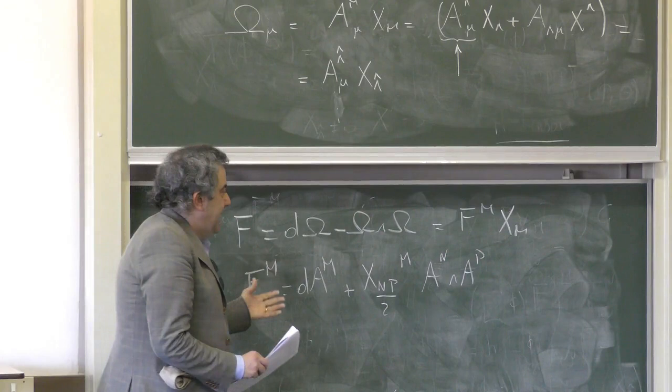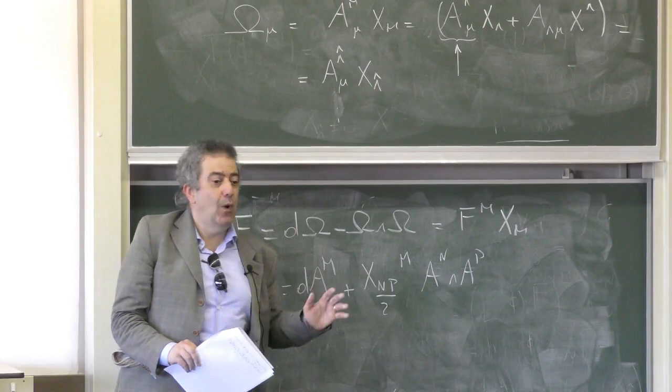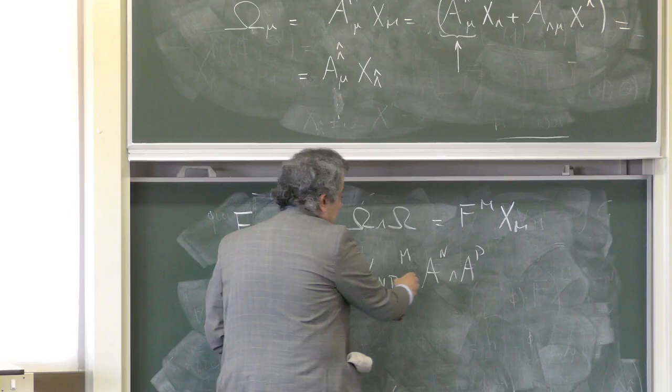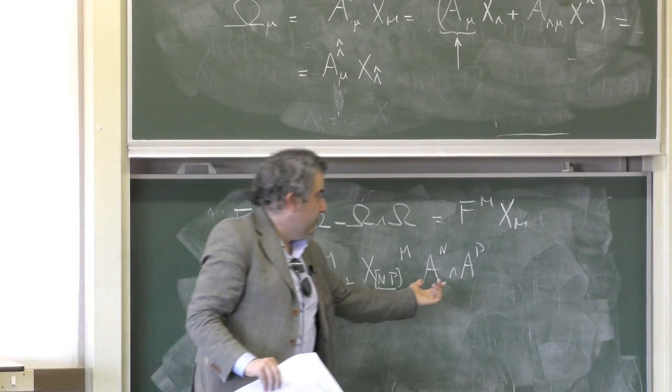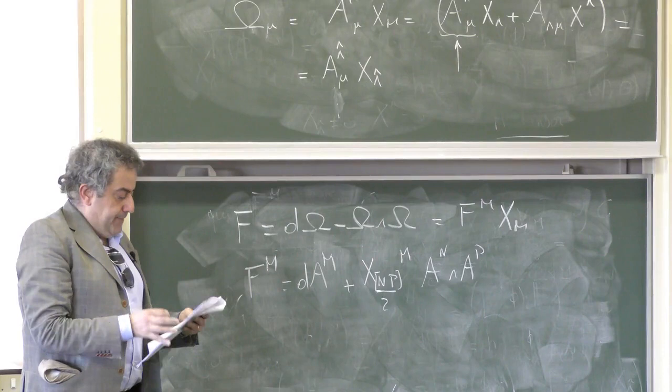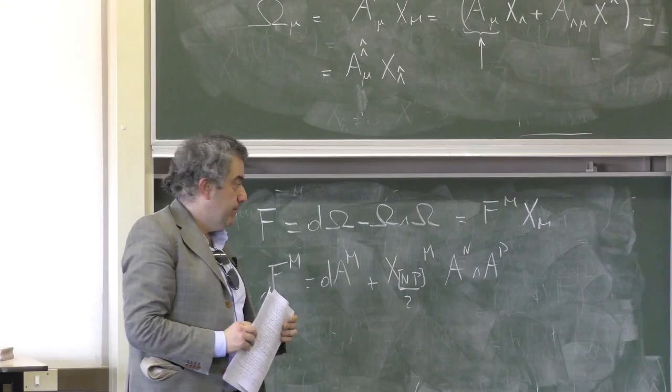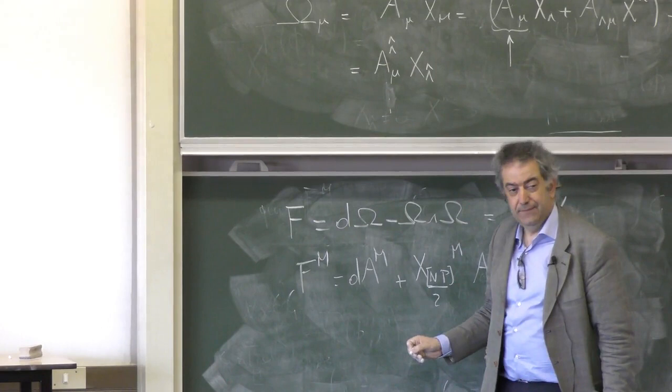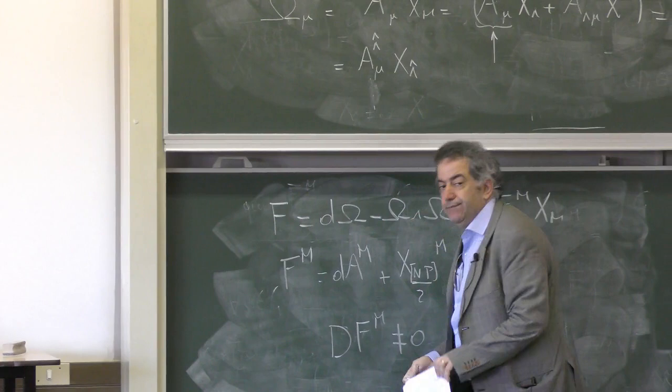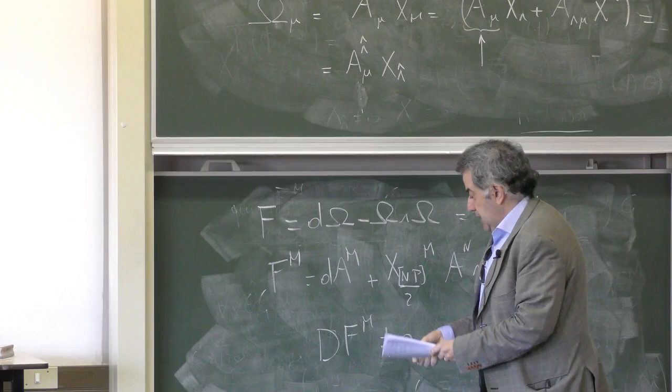So you see, everything is covariantized. The indices, which were running from 1 to the number of vector fields, are now replaced by symplectic indices. And you see that these two lower indices are automatically antisymmetrized because they are contracted by this wedge product. So what's wrong with this? Well, you can verify that the Bianchi identities are not satisfied. Moreover, there's another problem with this: F^M does not transform under a gauge transformation in a covariant way.